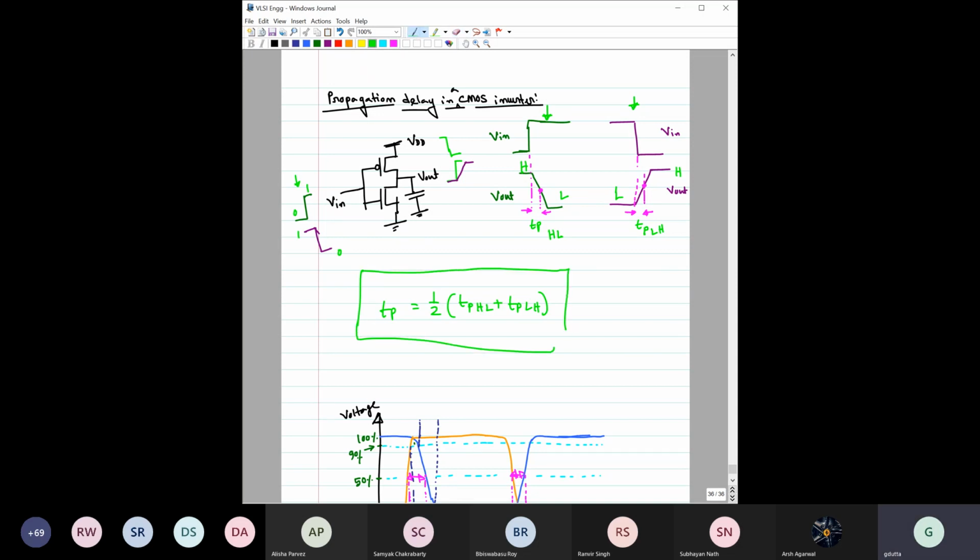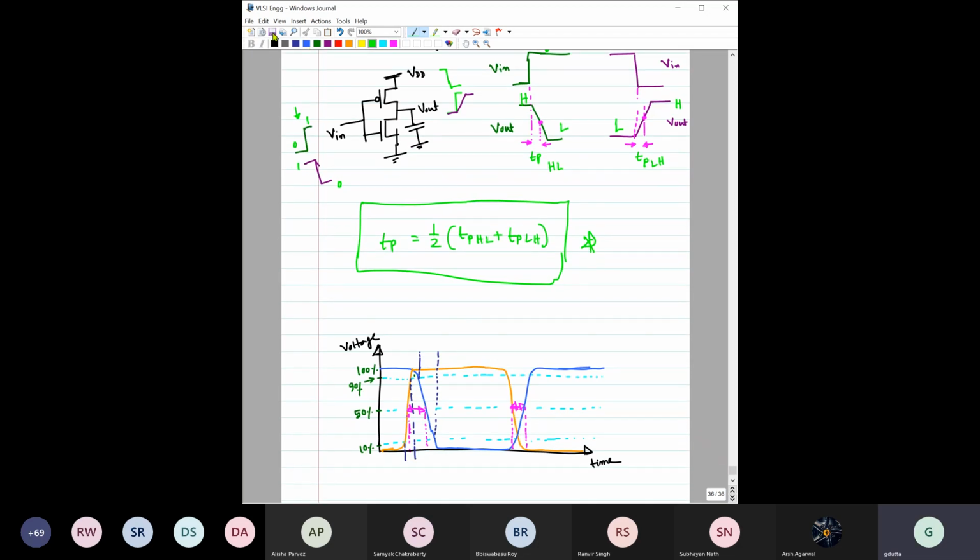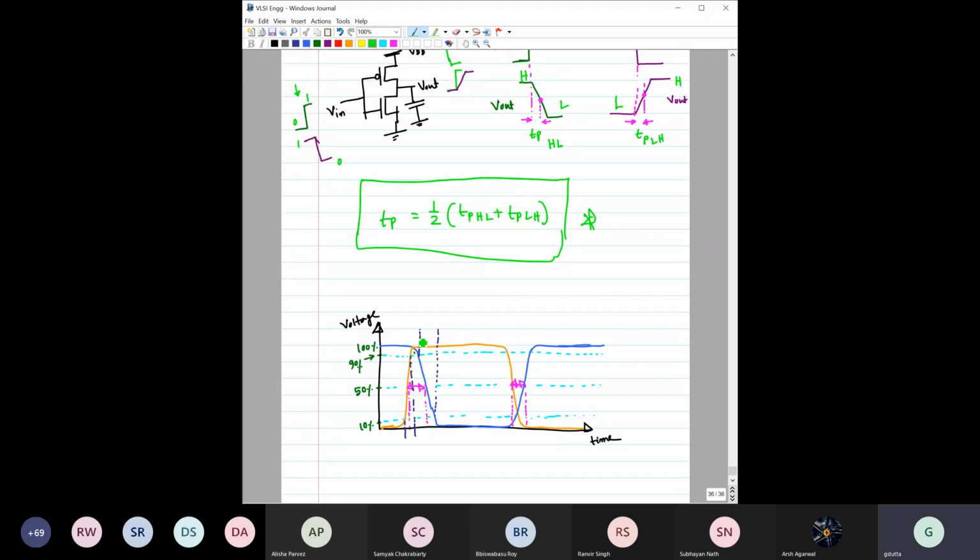I'm hurrying because there's not much time. So this is important: the propagation delay in the case of a CMOS inverter is half of TPHL plus TPLH. Basically, we are averaging these two. Just one small thing: for this inverter, we have given one input. This orange color is the input, and as a result what we are getting is the blue color at the output.